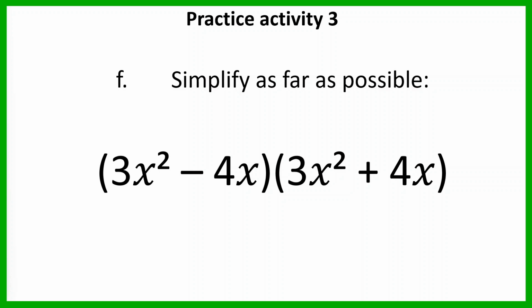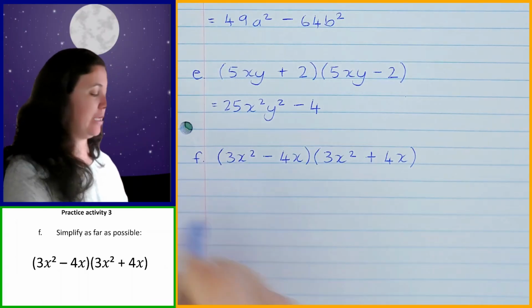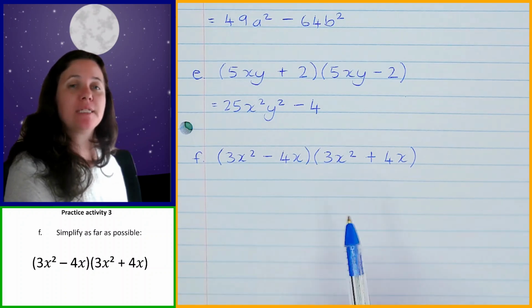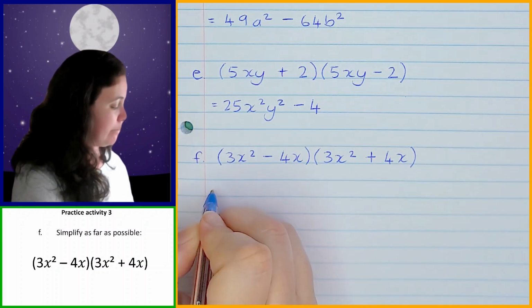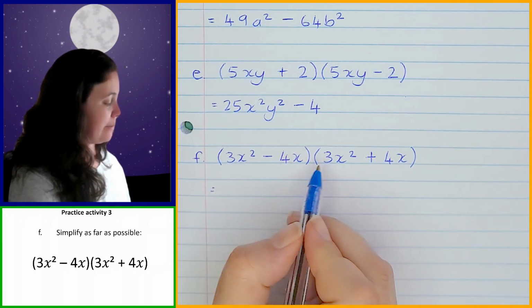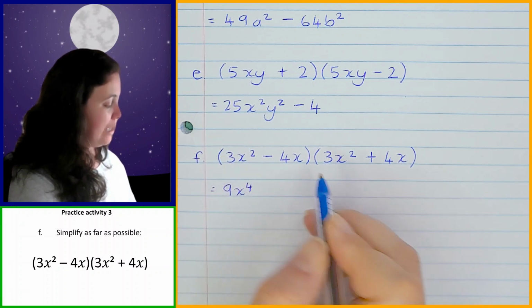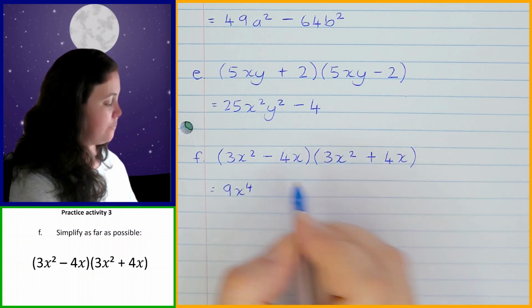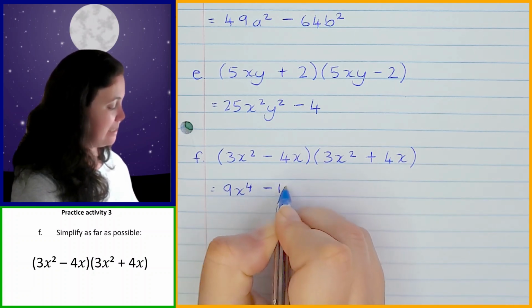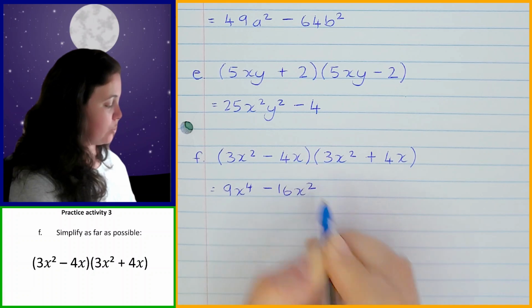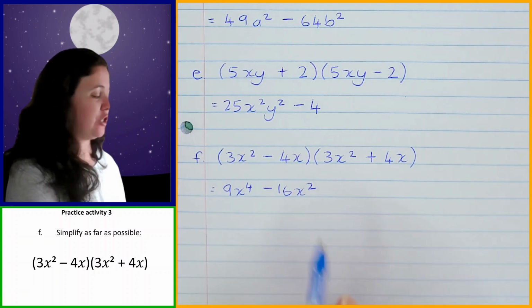Okay, so let's go through that question quickly. Here, once again, the two binomials are the same except for the plus and the minus. So I'm going to use my shortcut. 3x squared times 3x squared is 9x to the power of 4. And then negative 4x times positive 4x is minus 16x squared. So that's what you should get for question F.